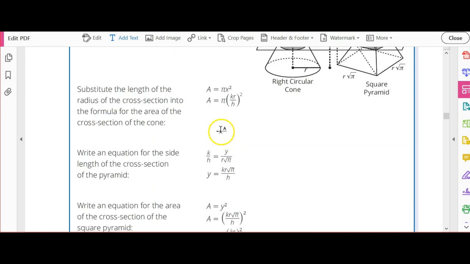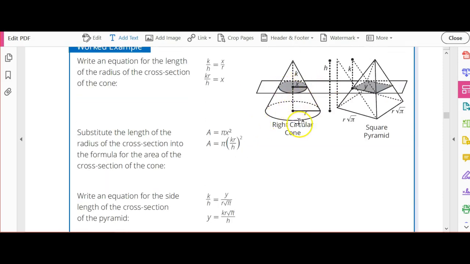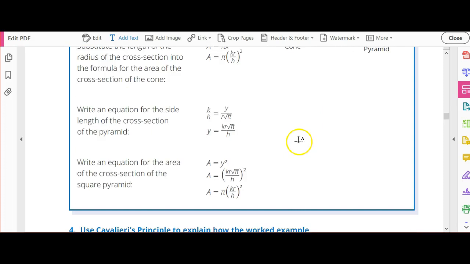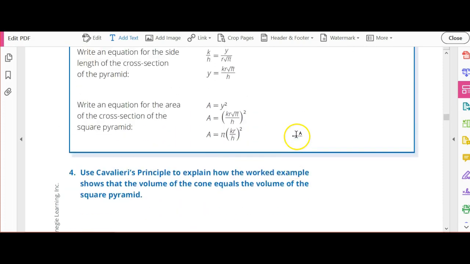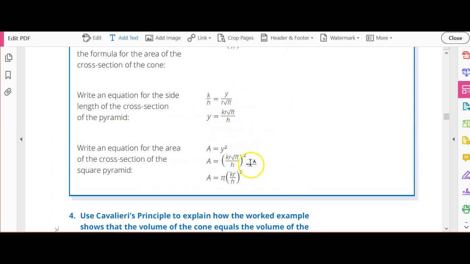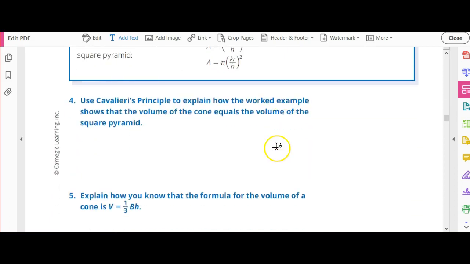So here we know what Cavalieri would say. He would say if the area of every cross section that is parallel to the base in both cases is equal and the height is equal, then the volumes are equal. That's what Cavalieri would say. And then this is, I guess, an algebraic proof of that, which we're not going to do.